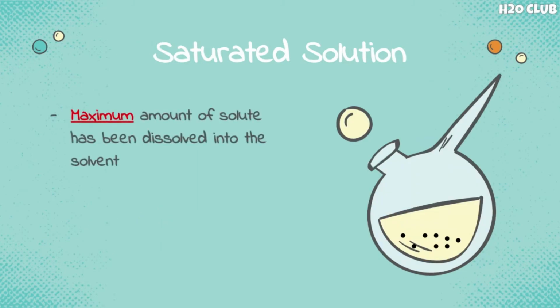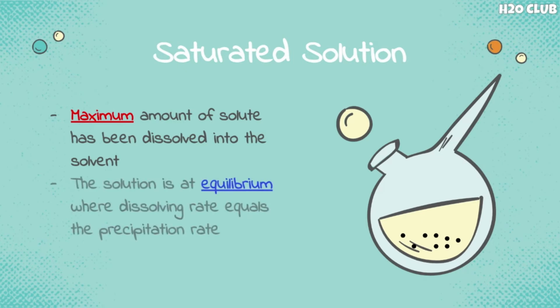A solution is saturated when the maximum amount of solute capable of being dissolved at a given temperature has been dissolved into the solvent. The solution is at equilibrium, which means that the dissolving rate equals the precipitation rate. And in a saturated solution, no more solute can be dissolved.